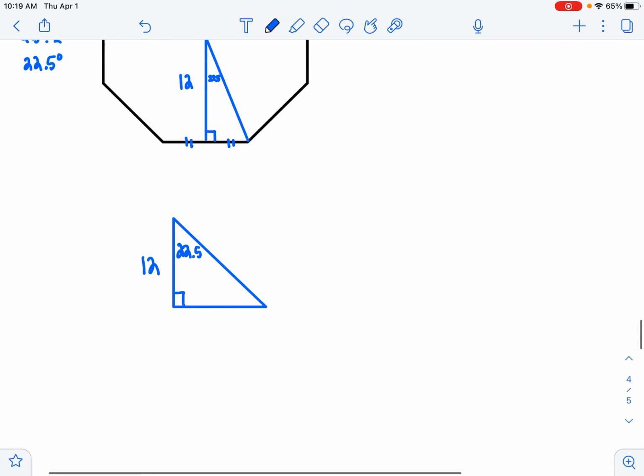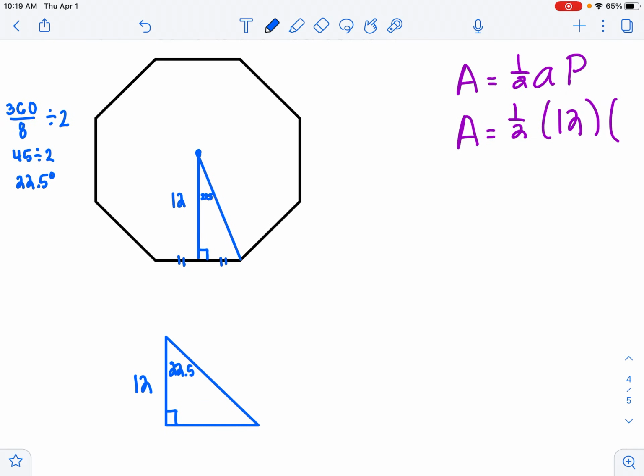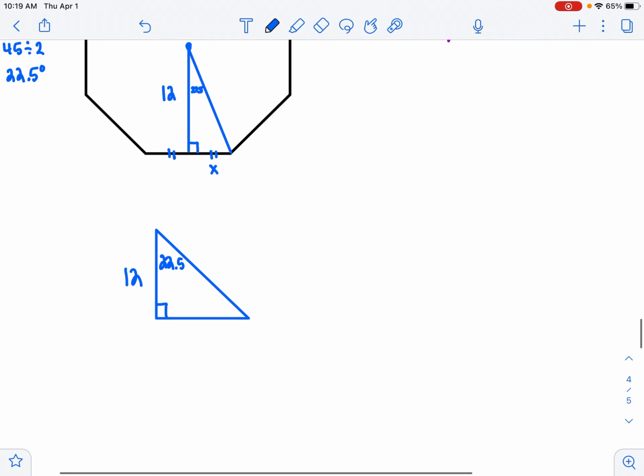Okay, so what am I looking for? Am I looking for the radius? Is that going to help me find the perimeter? No, right? But if I find this piece right here, will that help me find the perimeter? Yes. If I figure out what that piece is, then I can double it to get this piece, and then I can multiply it by 8 to get my perimeter. All right, so let's find that piece there. We're going to call it X.